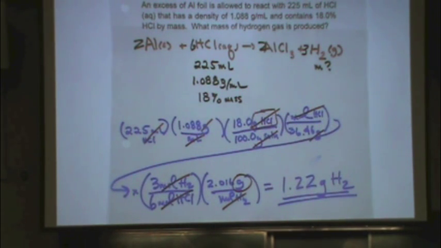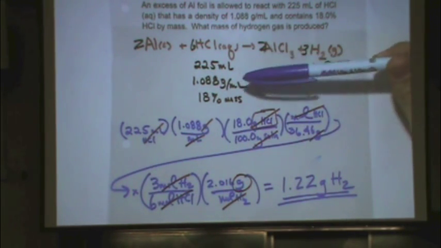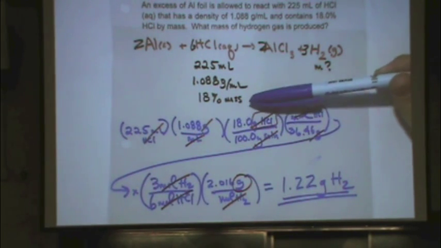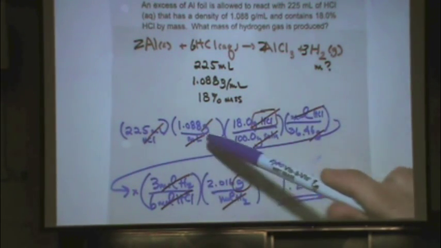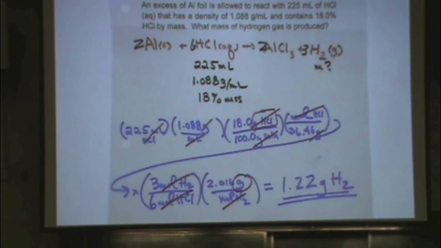I know for some of you it might be the first time seeing how to work with density. This is pretty typical, where you're given a volume, you're given a density, and you're given a percent by mass. Those are all multiplied together. Okay, that's how that works.